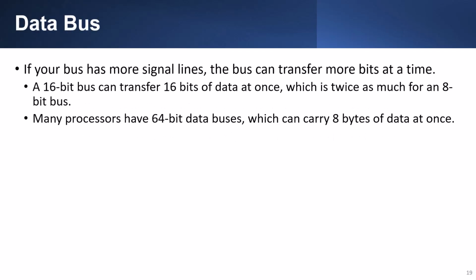If your bus has more signal lines, the bus can transfer more bits at a time. A 16-bit bus can transfer 16 bits of data, which is twice as much as an 8-bit bus. Many processors have 64-bit data buses, which means it can transfer 8 bytes of data at once.